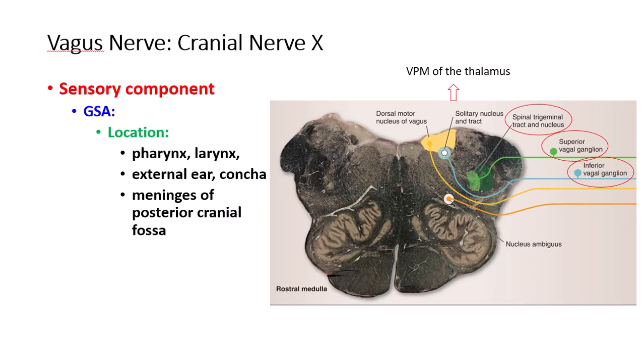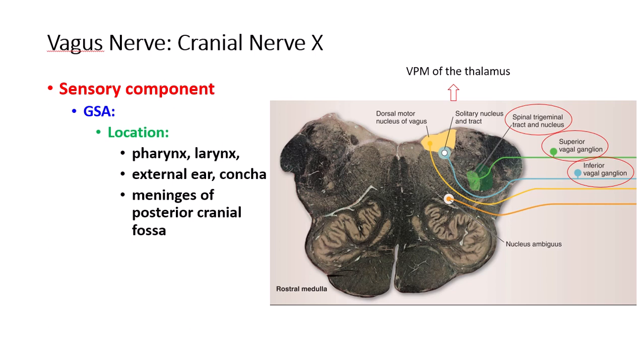Hi guys, I'm starting with cranial nerve 10, which is the vagus nerve. It's a mixed sensory and motor nerve. So let's start with the sensory first. The first one is general somatic afferent. Afferent, as you know, is sensory, and it is somatic, so it's mainly conscious. It is general, so it is not a special sense.